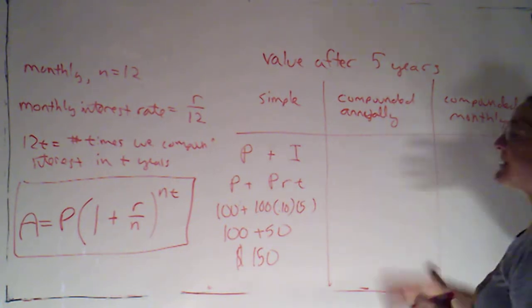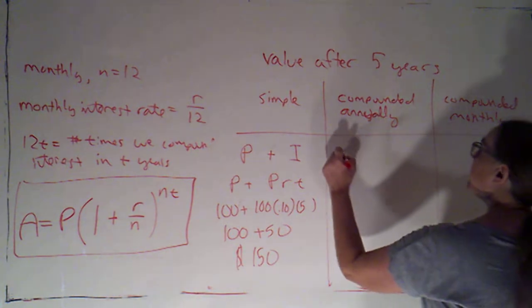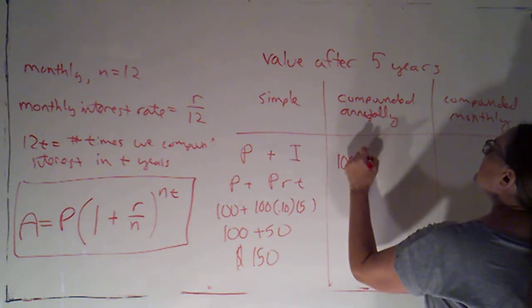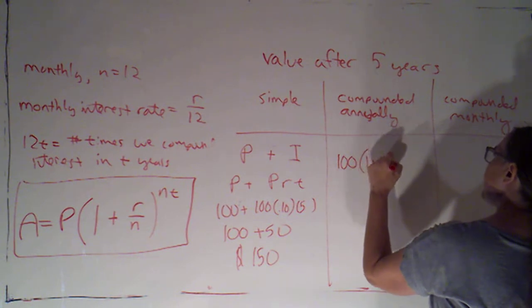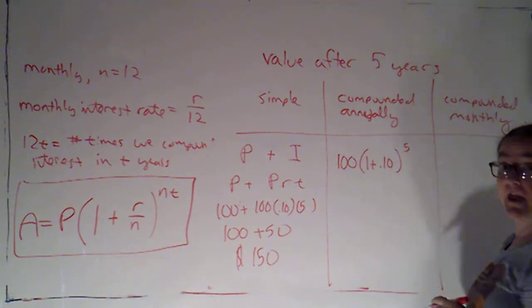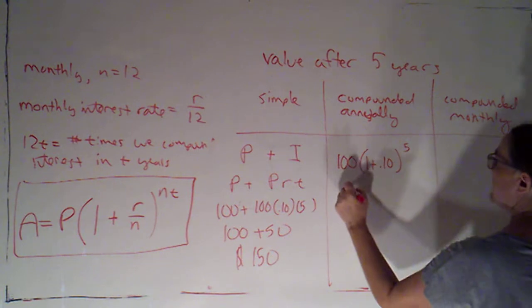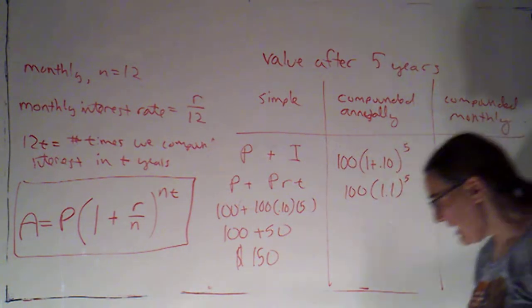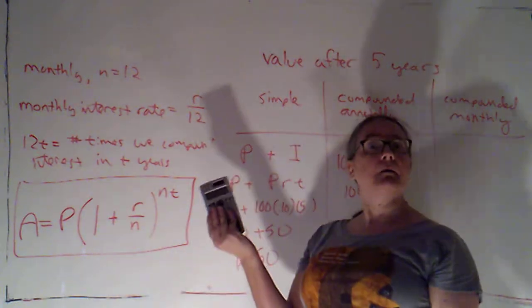Okay, now if it's compounded annually, the value would be the $100 times 1 plus 0.10 to the 5th. Now here, I am going to go ahead and say that's 1.1 to the 5th. Now, I'm going to pull out a calculator.